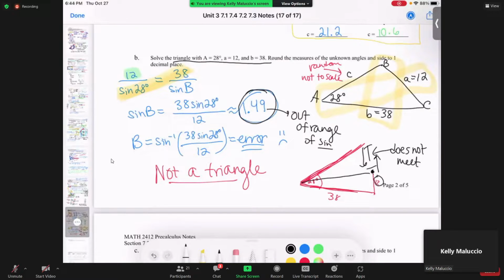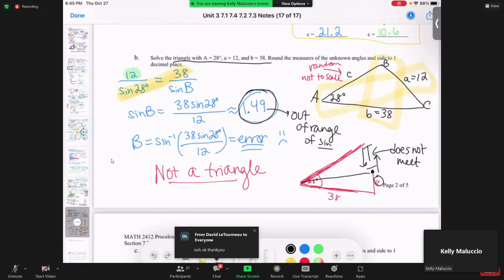We are given here that sine of B equals this number, 1.49. Sine of any angle can only equal a number from -1 to 1. It can never be more than 1, so 1.5, 1.49, whatever, is not possible. Okay, good. So maybe I explained it better that time. Thank you for asking again.